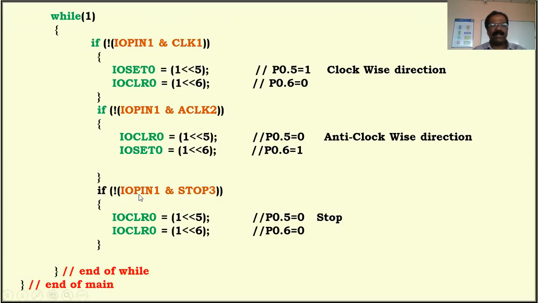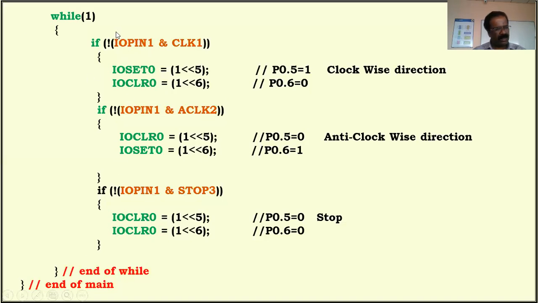Assume S3 is also not pressed. Then the status of this is 1, and this is already 1. Therefore 1 into 1, the whole thing becomes 1. 1 is nothing but true, not true is once again false. So it won't execute this code. It will go back and keep repeating the same thing. It keeps on checking whether S1 is pressed, S2 is pressed, S3 is pressed. If no switches are pressed, it will go back and keep doing the same thing.